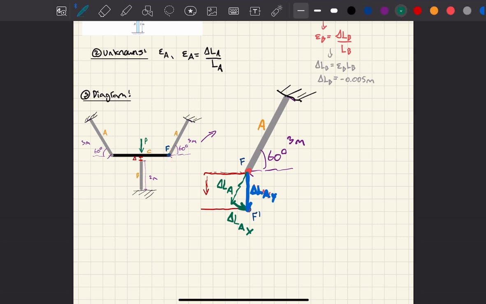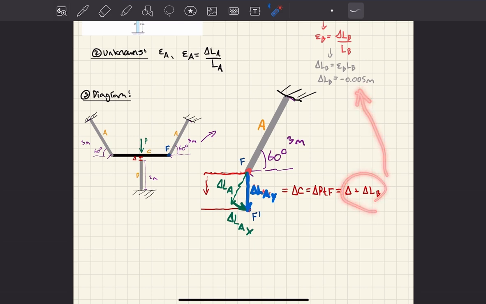But okay, so the y component of the change in length of bar A is equal to, as we said, the displacement of bar C, or the displacement of point F. And this is equal to, as we said before, simply the gap plus the change in length of bar B caused by the force P, which we calculated before. And I should have said this in the beginning, but this is the absolute value, because we have a negative here, so we're taking the absolute value of both of these values.